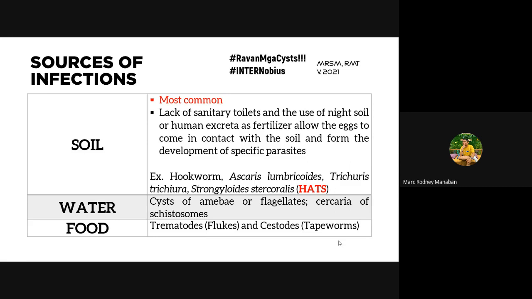Next source, of course, is water. Usually cysts of amoebae or flagellates, and the cercaria of schistosomes. Also food, from improper cooking or undercooked food. You can get trematodes, your flukes, especially from vegetation like kangkong. And also cestodes, tapeworms, from pork, beef, and fish. More on that when we go to the different trematodes and cestodes.